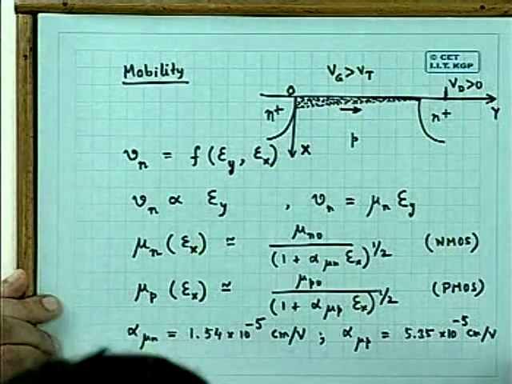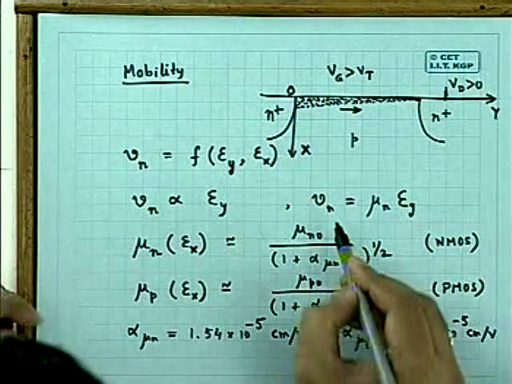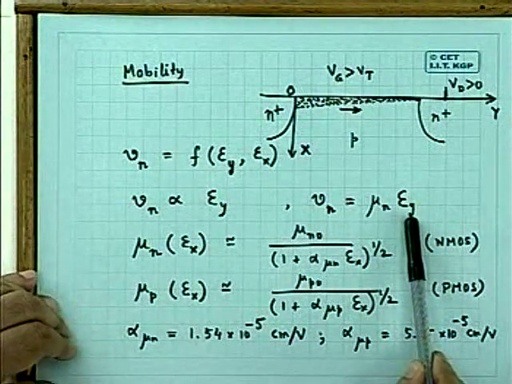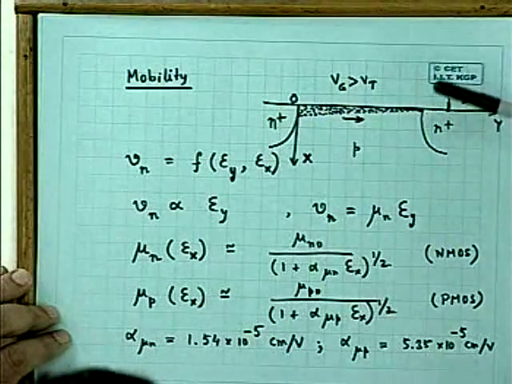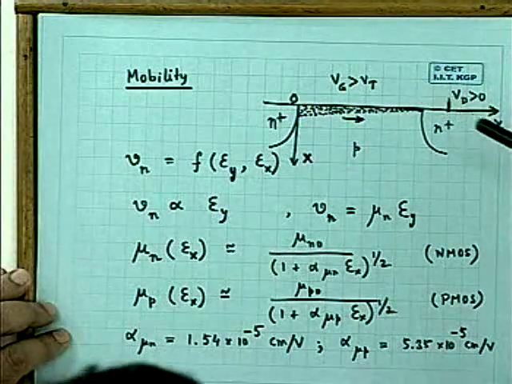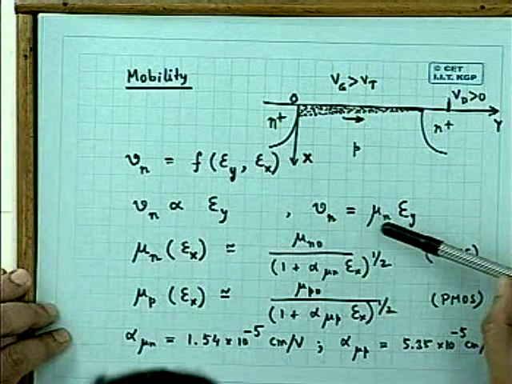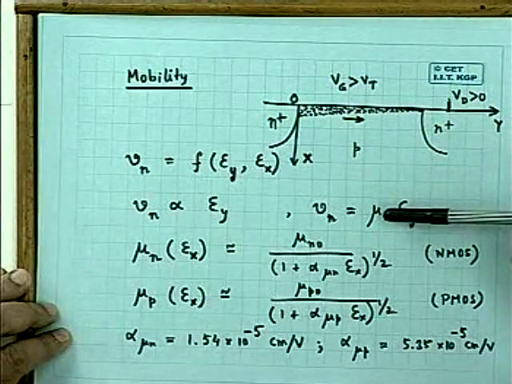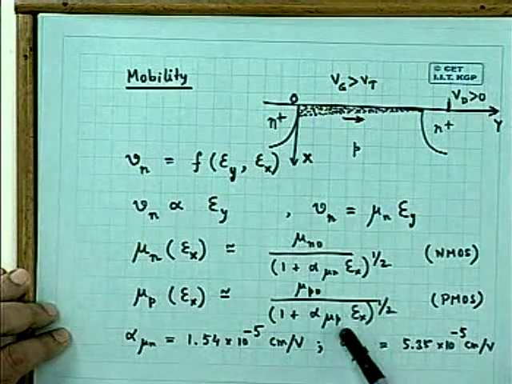Okay, so you'll see it's a very interesting thing that the velocity of the electrons is usually proportional to the lateral or longitudinal component of electric field. Longitudinal, in this case, I should say, is along the channel, whereas mu n itself is not a constant, but depends on the normal component of electric field. The lower the value of mu n, the higher the value of the normal field. That is reflected through this equation.